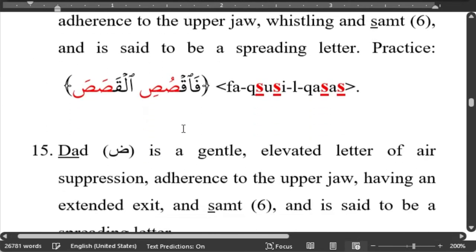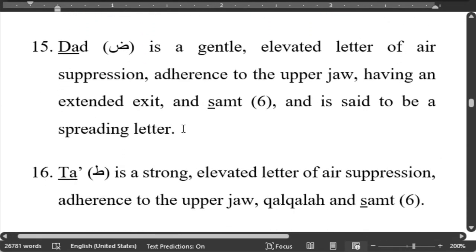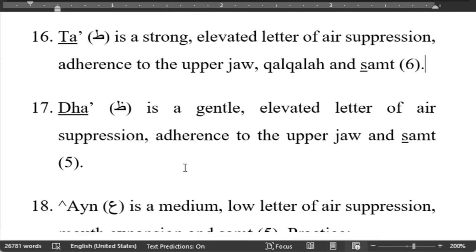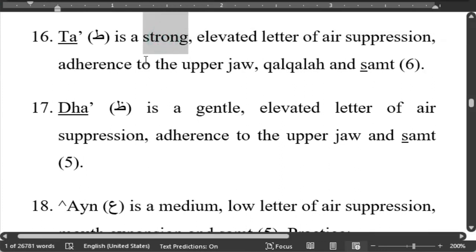Dad is a gentle, elevated letter of air suppression, adherence to the upper jaw, having an extended exit, and samt. And it is said to be a spreading letter, so that's 6 qualities, not including the spreading. Ta is a strong, elevated letter of air suppression, adherence to the upper jaw, qalqalah, and samt. 6 qualities, and every one of these qualities is a strong quality. Ta has all the strong attributes. So that's why ta is the strongest of all the Arabic letters, or the thickest, the heaviest of all of them. It's a strong letter, so it stops the sound.